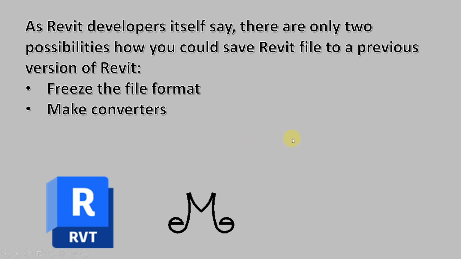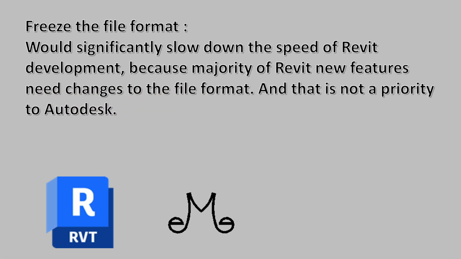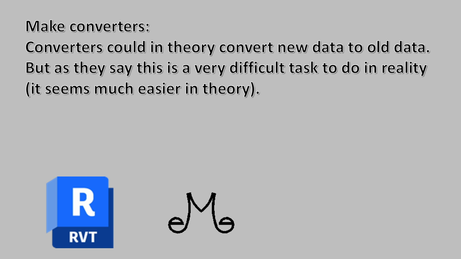So Revit developers say that there are only two possibilities of how you could save a Revit file to a previous version, and that is freeze the file format or make converters. Freezing the file format means that it will significantly slow down the speed of Revit development, because the majority of new Revit features need changes to the file format, and that is not a priority for Autodesk. Make converters. Converters could in theory convert new data to old data, but this is much easier in theory than in reality. And they say that in reality it is a pretty difficult task to do.